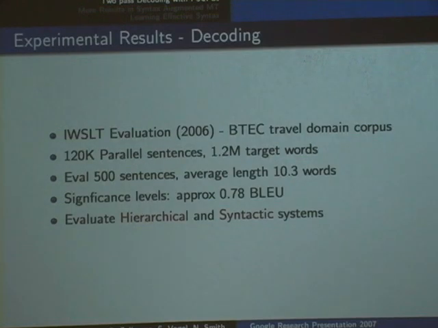We're going to evaluate this on a reasonably small corpus, but these are the resource constraints that we had when we were doing these experiments. It's a Chinese to English translation task, about 120,000 parallel sentences. And we evaluate a couple of systems. We evaluate our hierarchical system as well as our syntax-based system.